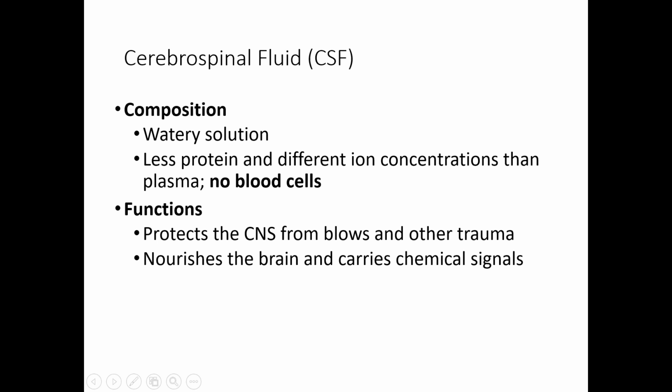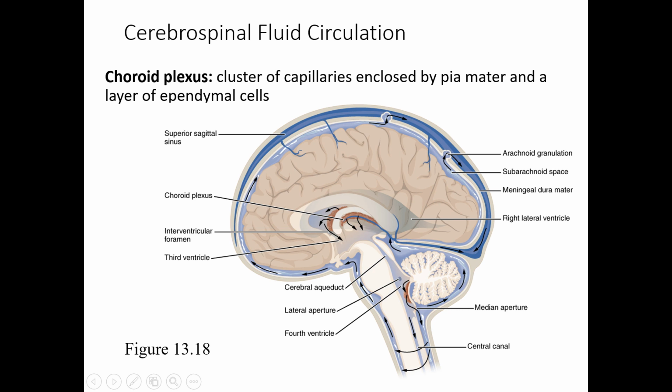no blood cells. Its function is to protect the central nervous system, brain, and it also goes around the spinal cord as a watery cushion against trauma and blows. And also it carries some chemicals necessary for the brain and nutrients. So right here is where cerebrospinal fluid is produced, ventricles of the brain. Remember, in the ventricles there are ependymal cells, and those ependymal cells, together with blood vessels, that is a substance called choroid plexus, producing cerebrospinal fluid.